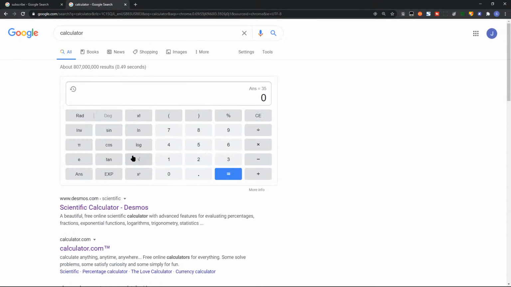Okay, so 0.5 times negative 4, and that's negative 2. The buttons on different calculators might be different, so you have to be familiar with the calculator you use. On this Google calculator, 0.5 times negative 4 is negative 2.